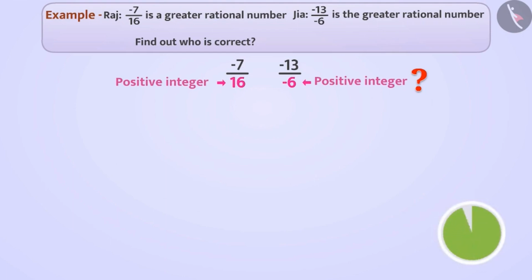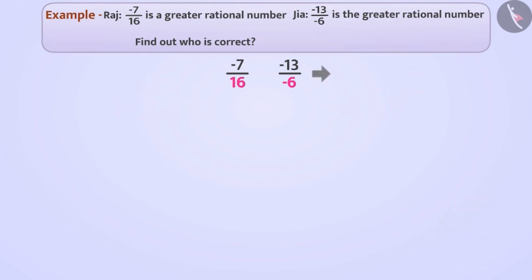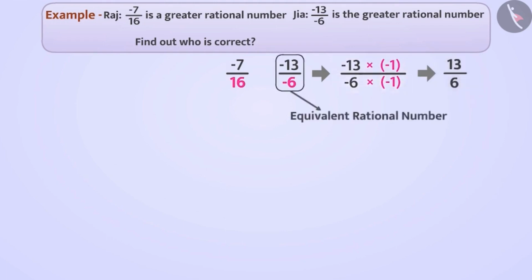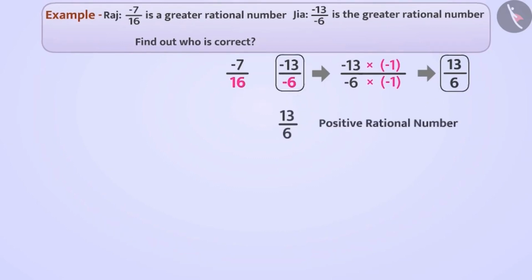Let me tell you. We will multiply both the numerator and the denominator of -13 by -6 by -1. By multiplying -13 with -1, we get the numerator 13, and by multiplying -6 with -1, we will get the denominator 6. In this way, we will get an equivalent rational number of -13 by -6, that is 13 by 6.